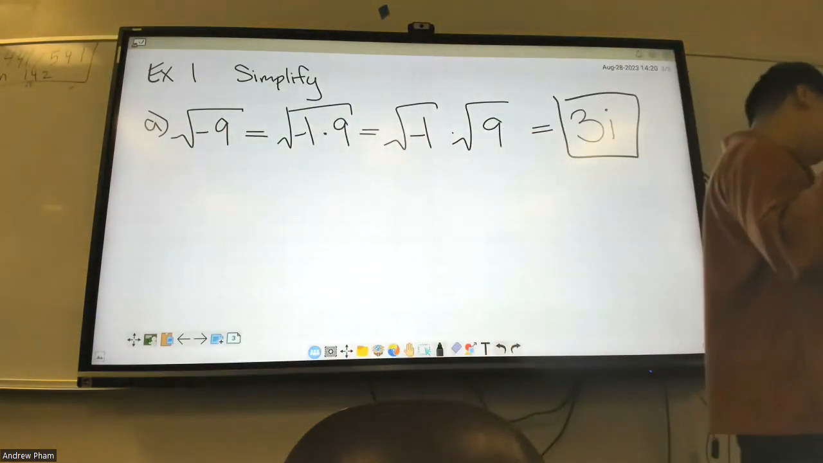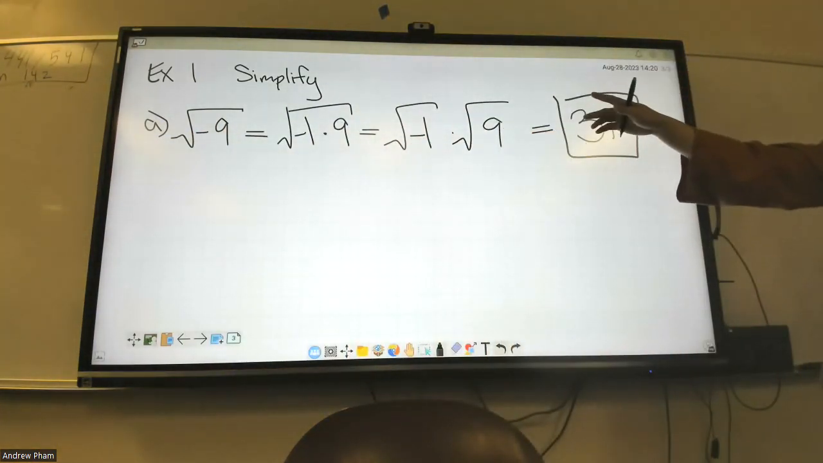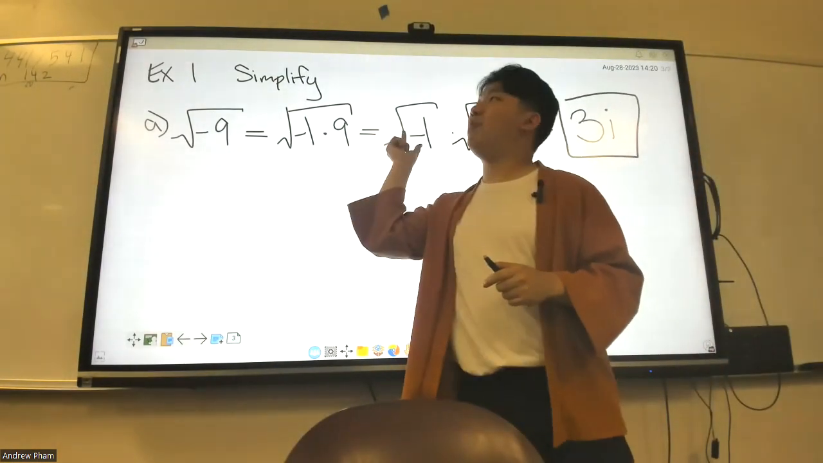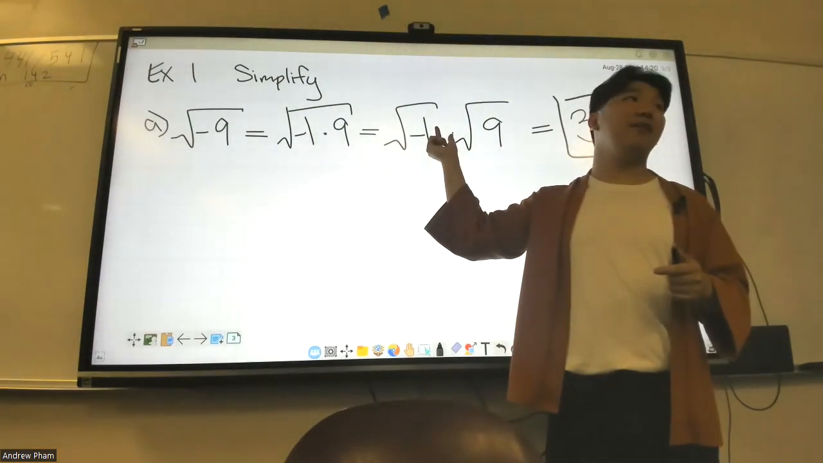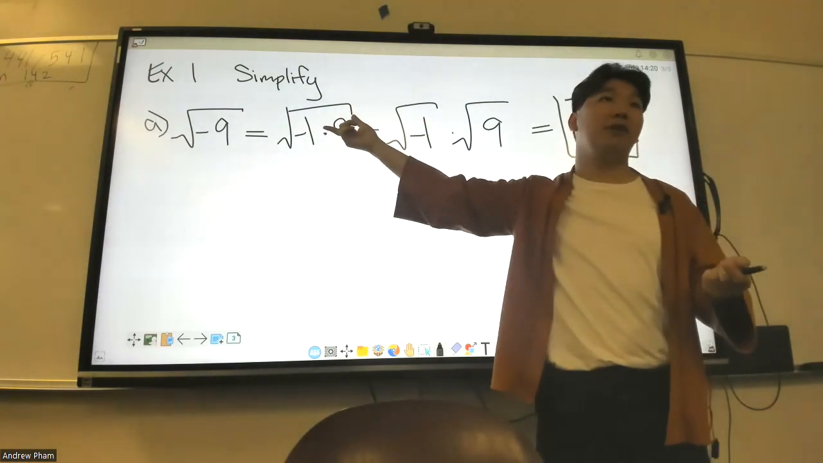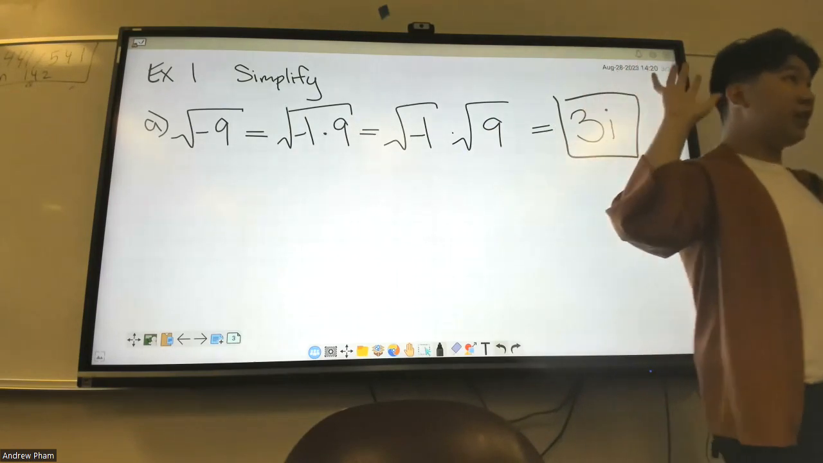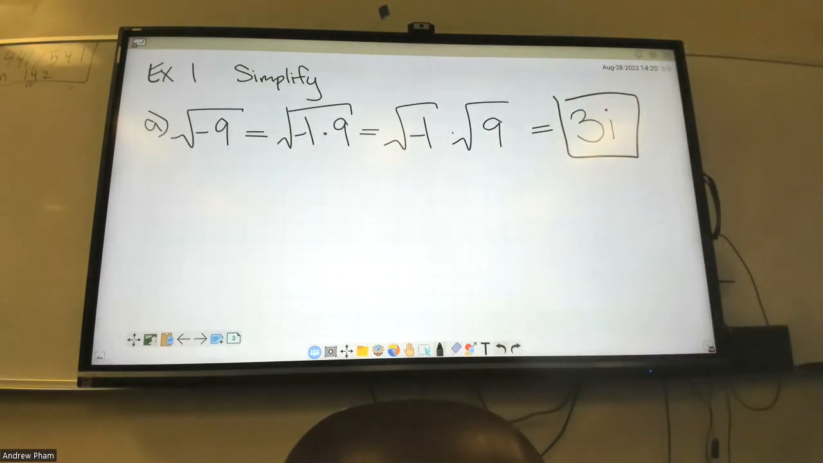So anytime, the way I'll word this is that right here, by definition, i is the square root of negative 1. But you can also say square root of a negative, there's going to be an i there no matter what. So whichever explanation, you get to the same point.